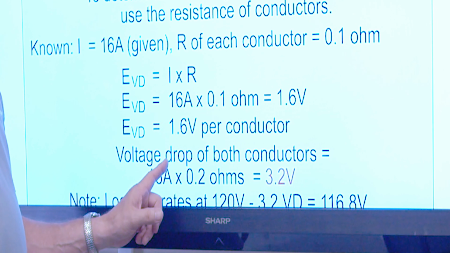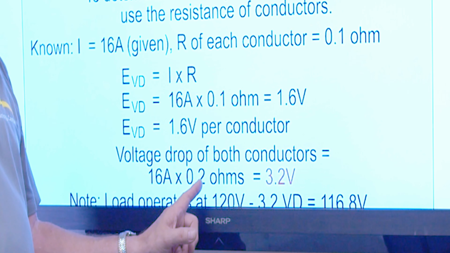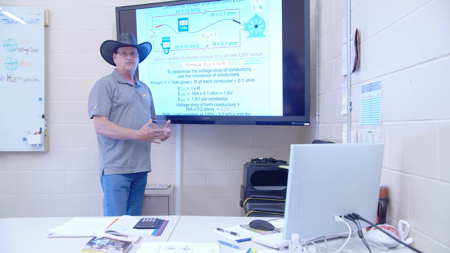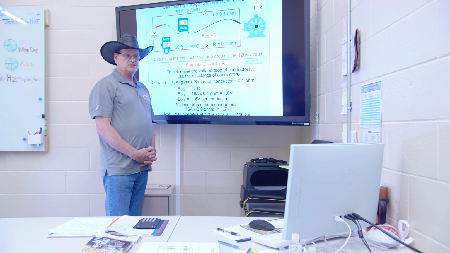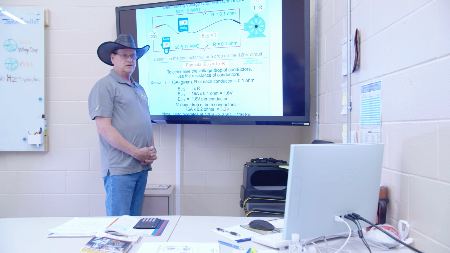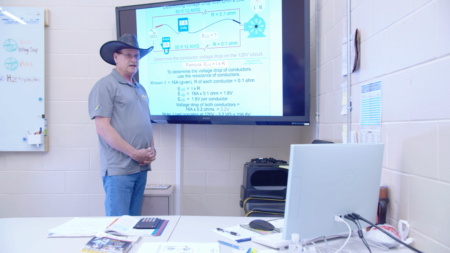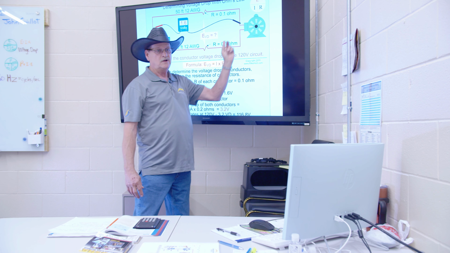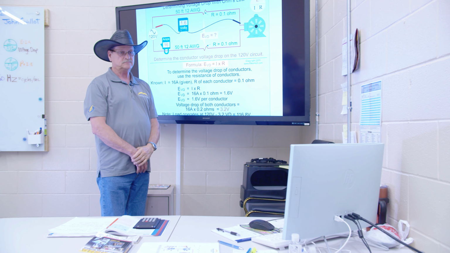Since it's a run out and back, it's 16 amps times 0.2 equals 3.2 volts. That's actually how much voltage drop you have on this circuit. So the voltage actually getting to the motor is going to be 116.8. This is a great example of how you would use Ohm's Law to figure voltage drop in an actual circuit, a 120 volt motor.